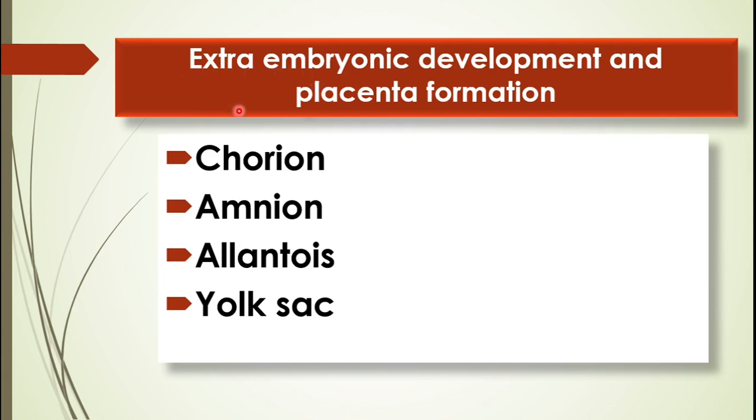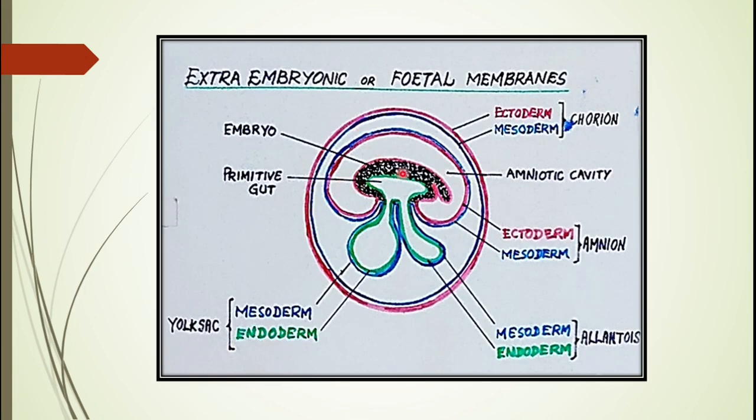Let us see what happens to the trophoblast. The trophoblast modifies itself into 4 extra embryonic membranes. They are the chorion, the amnion, the allantois, and the yolk sac. So all these 4 membranes, called as the extra embryonic membranes, develop from the trophoblast. Here you can see this is the developing embryo in a very young stage, and outer to the embryo we find the development of the extra embryonic membranes.